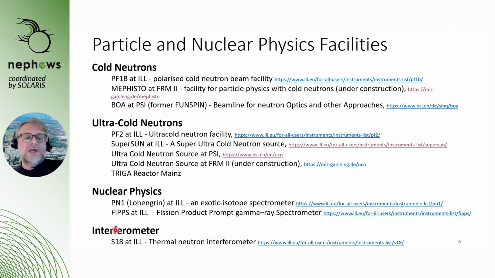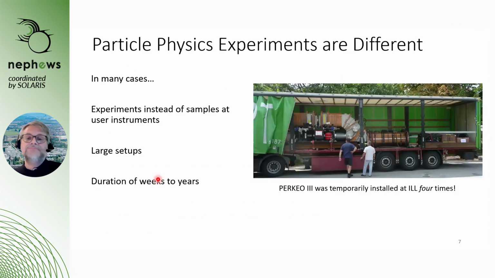And then there's specialized instruments for nuclear physics, like the fission separator Lohengrin, or the fission product gamma spectrometer FIPPS at ILL, or even the interferometer S18 at ILL. So let's go through those categories and see what kind of applications they have.